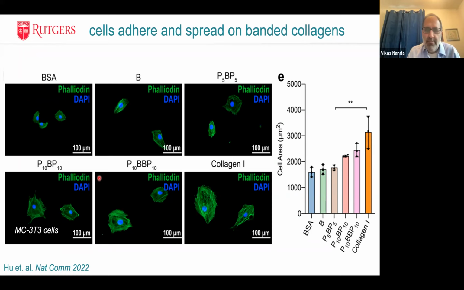Whereas now when we get to banded collagens like P10B, P10BB, and so forth, and actual natural collagen, we can see now the cells are spreading out more, the actin fibers are more organized, and we can quantify this. And we can see that as we go from non-banded, these first three, to banded, the cells seem to be a little bit more at home on these banded surfaces.